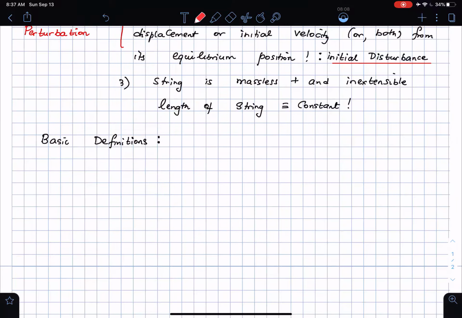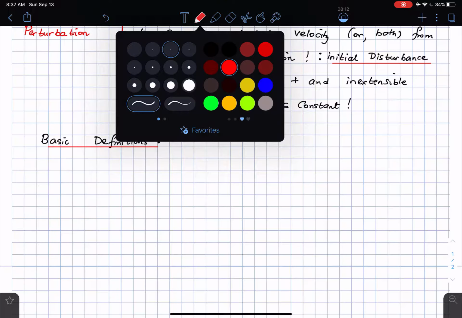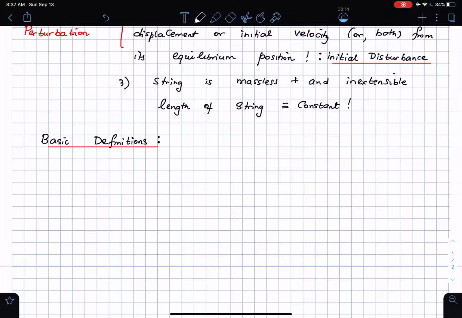These are terms that you may or may not have come across in your physics classes, but here is what we have. From the point of view of a basic definition, I have a configuration coordinate.